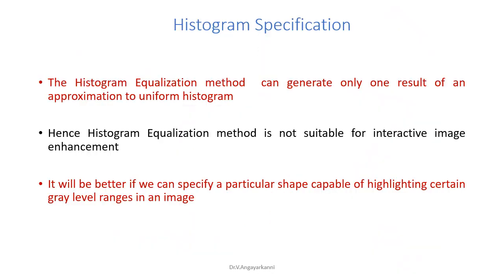Then what is meant by histogram specification? The histogram equalization method can generally only give an approximation to a uniform histogram. Hence, the histogram equalization method is not suitable for interactive image enhancement. It will be better if we can specify a particular shape capable of highlighting certain gray level ranges in an image.